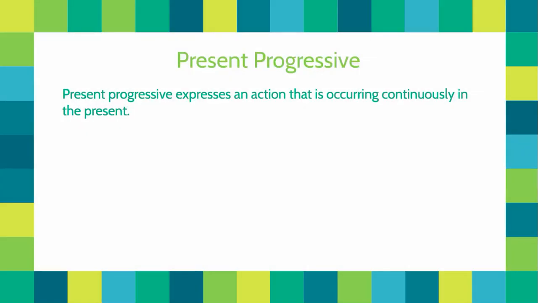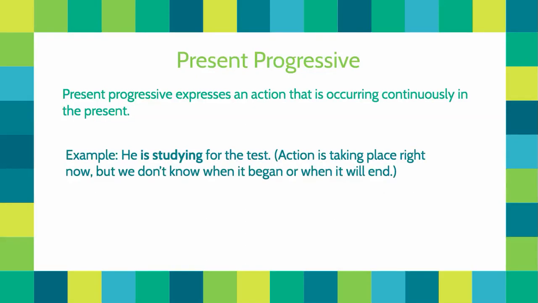Present progressive expresses an action that's occurring continuously in the present, so it's ongoing. He is studying for the test. The action is taking place right now. We don't know when it began. We don't know when it will end. It's ongoing. And that's really what the progressives are about. It's about an ongoing action.